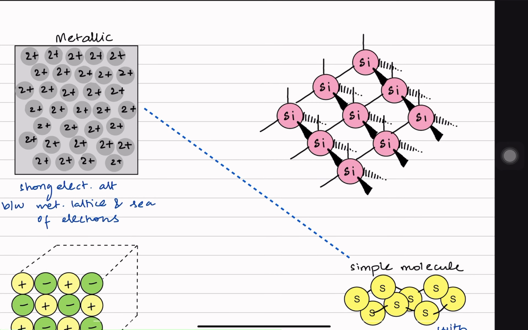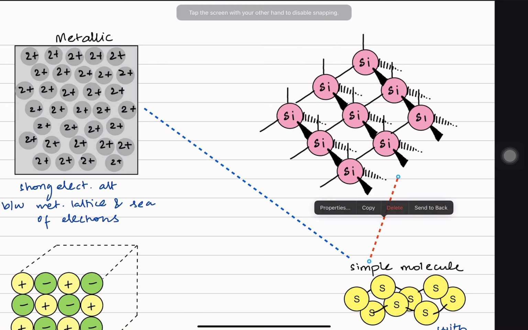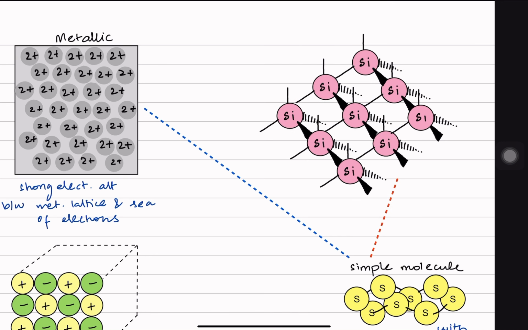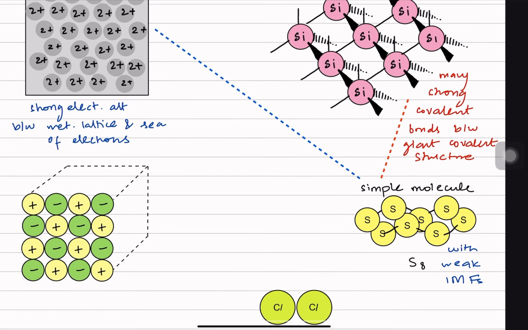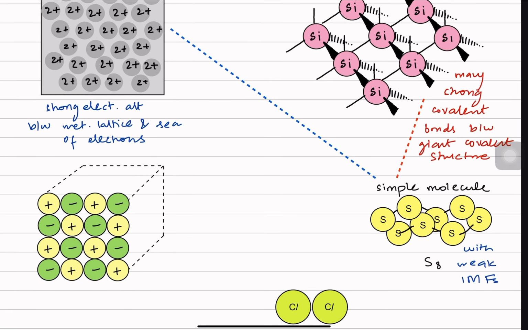If I were drawing a comparison this time between a giant covalent structure and a simple molecule, I would talk one sentence about many strong covalent bonds within the giant covalent structure, and I would just mention weak intermolecular forces in the simple molecule of my acid.